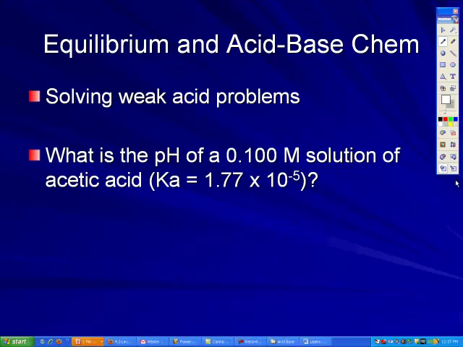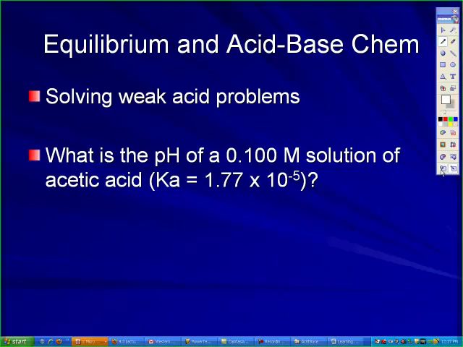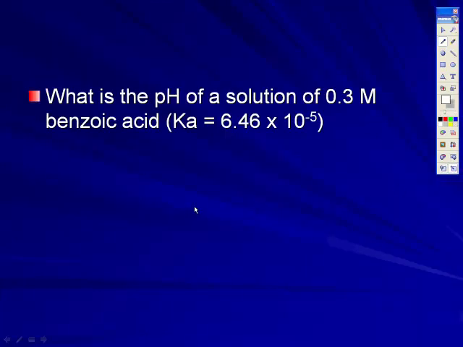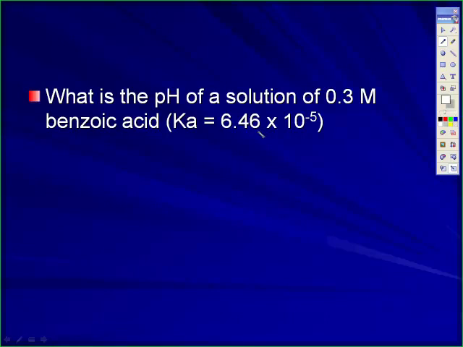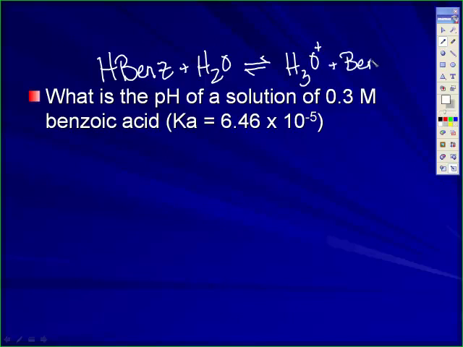Let's do one more. What is the pH of a solution of 0.3 molar benzoic acid? And here's the Ka. Now, benzoic acid, you don't need to know the formula for that. We just know that it's going to lose one hydrogen at a time, and we'll just abbreviate the first part of this, so we'll call it benz. If we react H-benz with water, we are going to get H3O plus and benz minus. It's not even important that you know the formula, because this is what we care about right here.